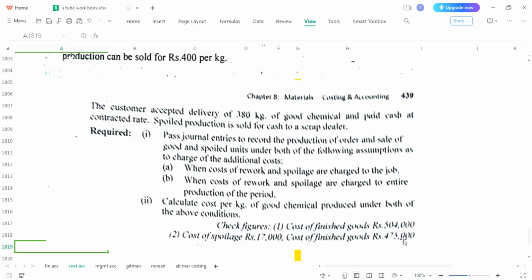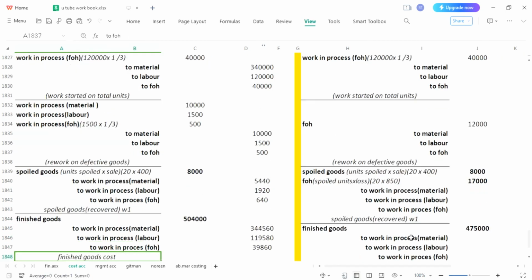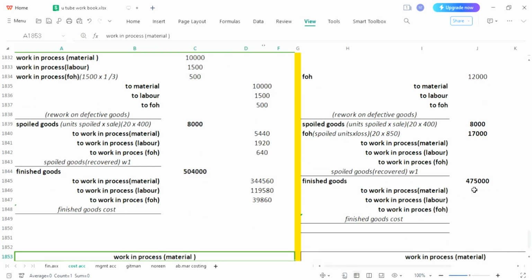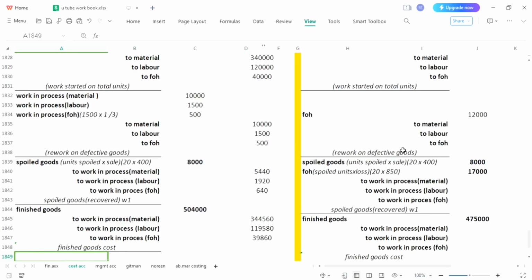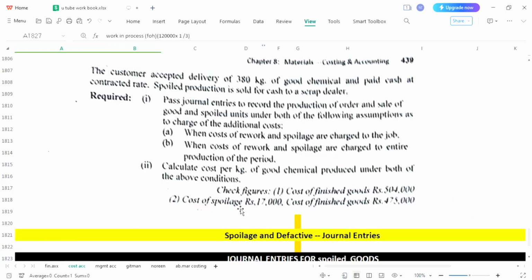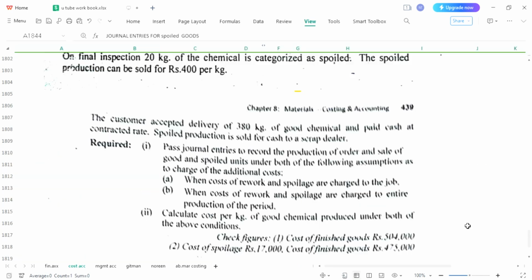In this way, you have completed your second part. Here it is. Both answers we have matched. The first answer was 504,000. It is over here. And the second answer is 475. It is there. And there is another answer, cost of spoiled goods 17,000. And this you can see is the spoiled loss, or the loss which is charged to the production, 17,000. And it is mentioned over here, 17,000.